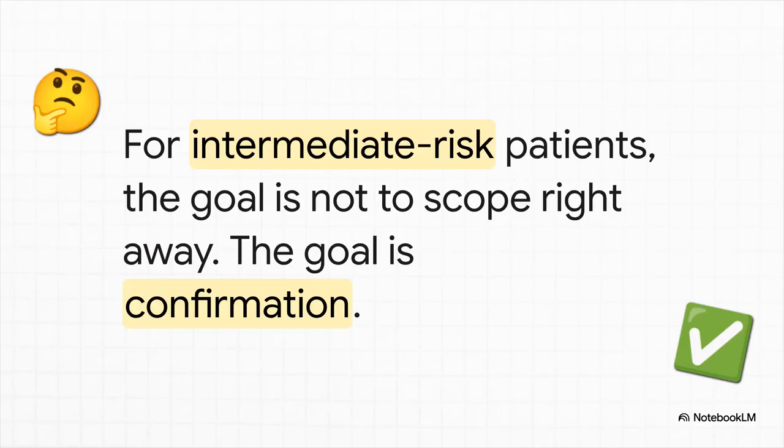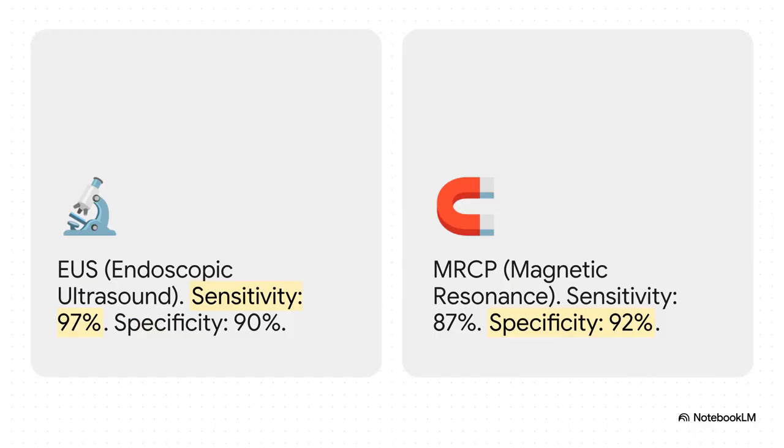And for that big group of people in the middle, the intermediate risk patients, the key is to pump the brakes. We don't jump the gun and go straight to an invasive scope. The goal here is simple. First, we confirm if a stone is actually there with a less invasive test. And we've got 2 main options for that: endoscopic ultrasound, or EUS, and MRCP.